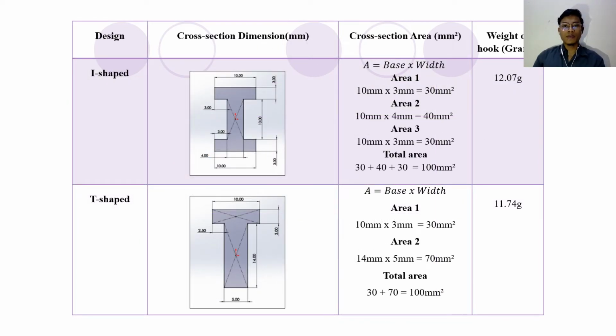Next, for I-shape and T-shape, the base dimension that has been used is 10 mm. The reason to use this dimension is to ensure the contact area for the force remains the same. Here will show the calculation of the cross-sectional area for this hook. Also the same as the others, the area must be 100 mm square, and the weight for the I-shaped hook is 12.07 grams, while the weight for the T-shaped hook is 11.74 grams.